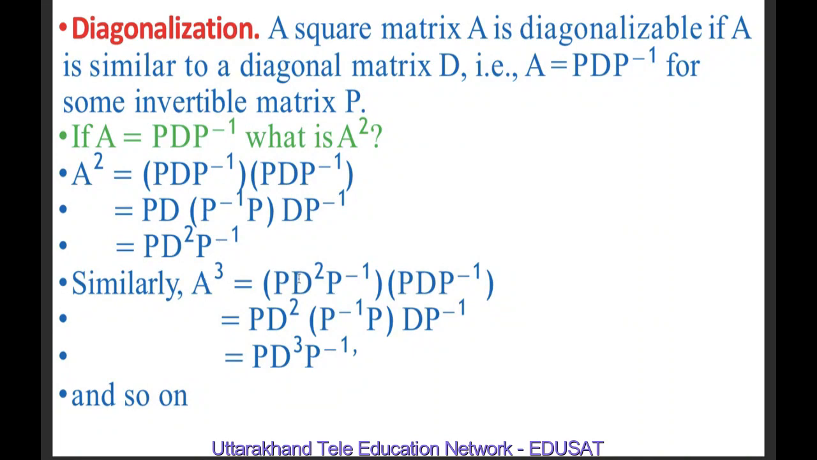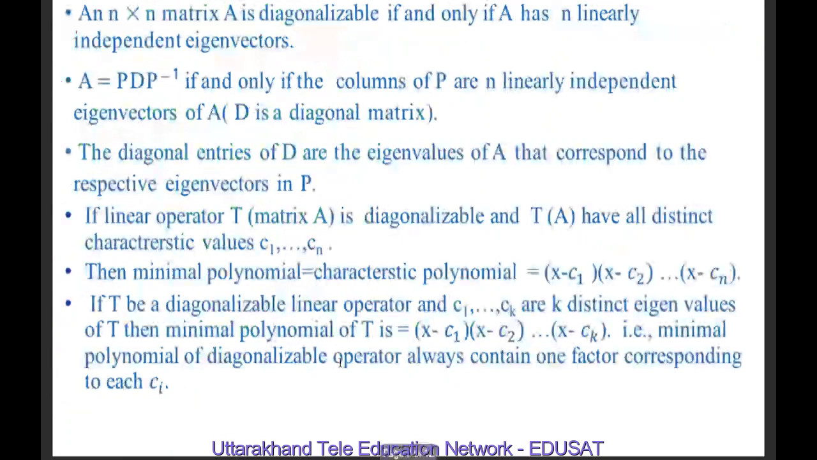Similarly, A cube is equal to P D square P inverse P D P inverse. So, P D square P inverse P into DP inverse by associativity. P inverse P is the identity matrix. Identity matrix into D is D, and D square into D is D cube. This is equal to P D cube P inverse. Similarly, A4 is equal to P D4 P inverse, and so on.